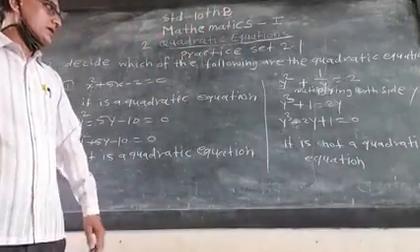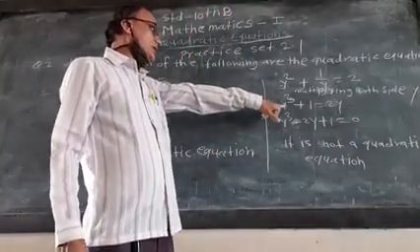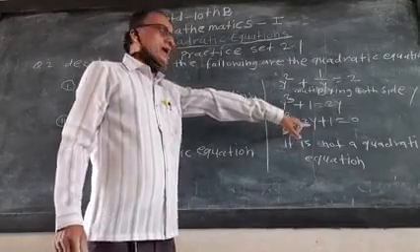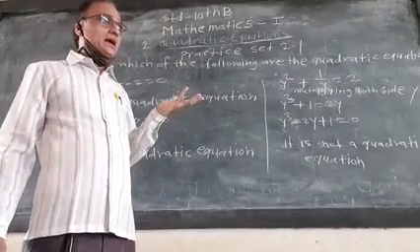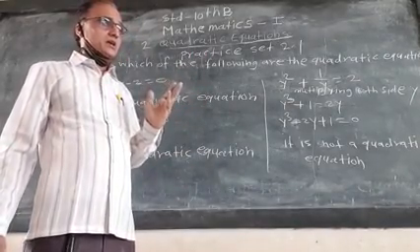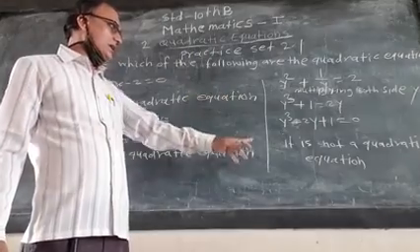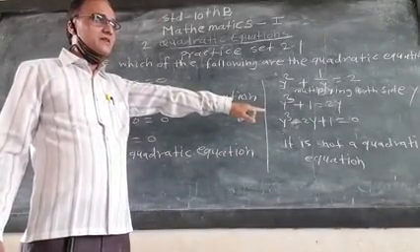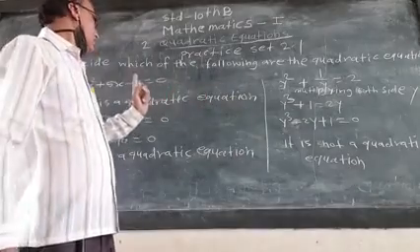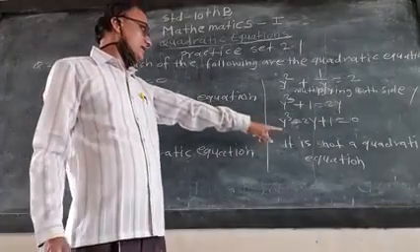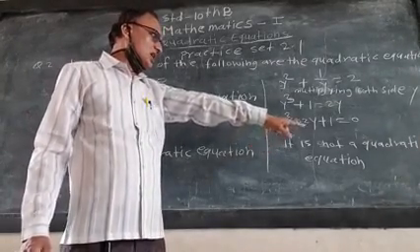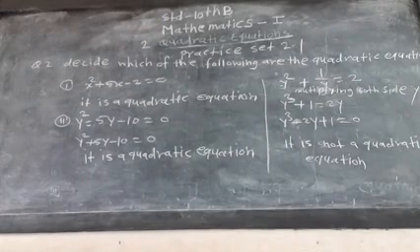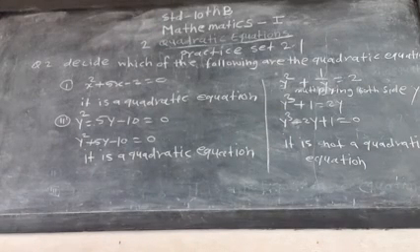Again I tell you, look at this equation: y cube minus 2y plus 1. In this equation, y is the only variable, but the maximum index number of y is 3. We needed only 2. So the maximum index number of y is 3, and it is not a quadratic equation. Do you understand? Now you see the next question.